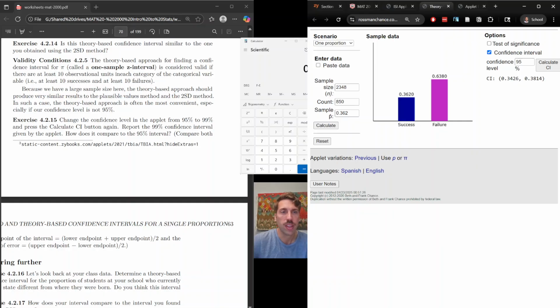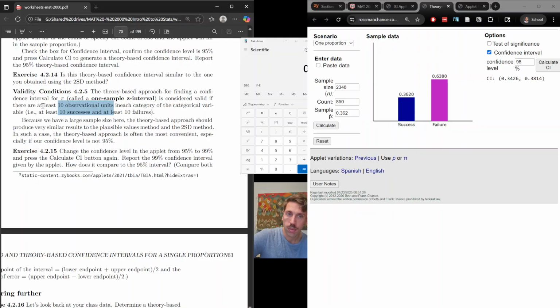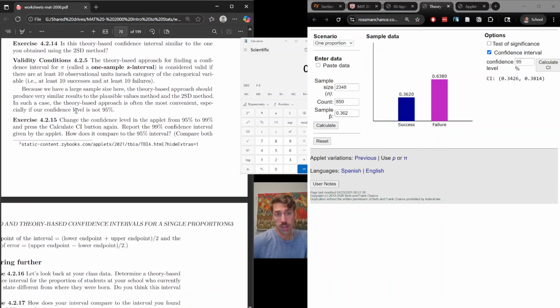All right, validity conditions. This is really important. The theory-based approach for finding a confidence interval for pi, called the one sample z interval, z corresponding to the normal distribution, is considered valid if there's at least 10 observational units in each category. So if you have at least 10 successes and 10 failures, then you can assume normality. In this situation we have a very large sample size, so we definitely have more than 10 in each category.